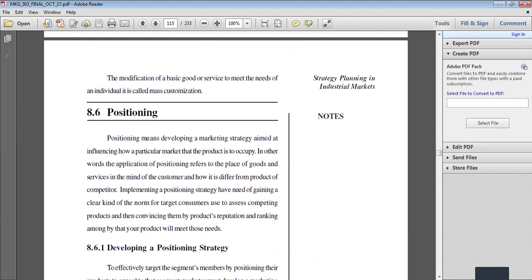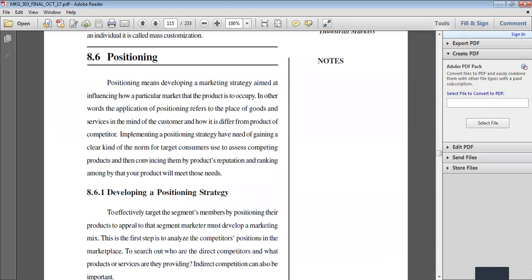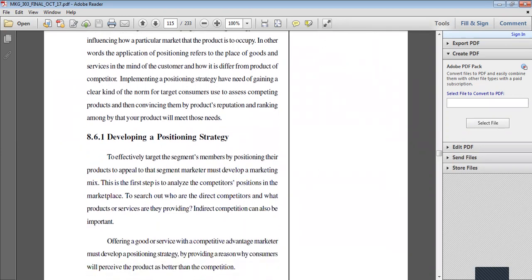Next, positioning. Positioning means developing a marketing strategy aimed at influencing how a particular market perceives the place the product occupies. Next, developing a positioning strategy. Eventually, marketers target the segment members by positioning their products to appeal to that segment. Then comes development of the marketing mix.